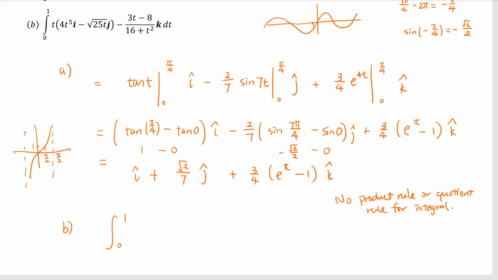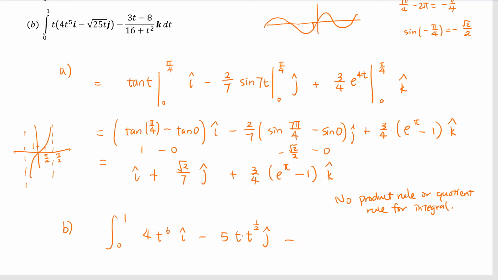Okay, so in this case, we can distribute the t. So we have 4t to the 6 i, minus square root of 25 is 5, and then we have t times square root of t, which is t to the 3/2 j.